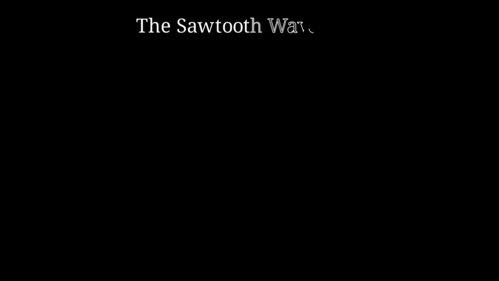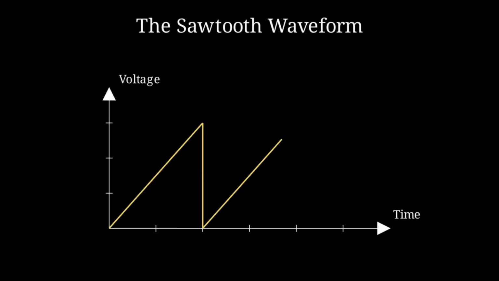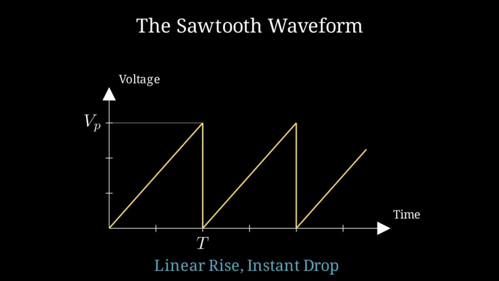A sawtooth wave is characterized by a linear increase in voltage over a specific period, followed by an instantaneous drop back to zero. This repetition creates a pattern where the voltage is a direct function of time within each cycle.